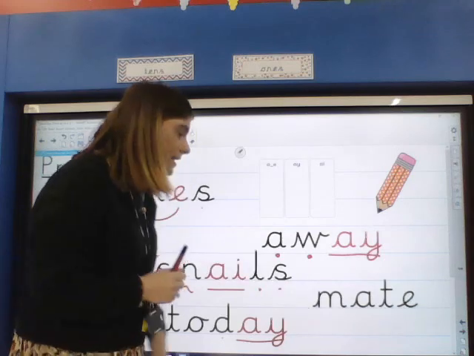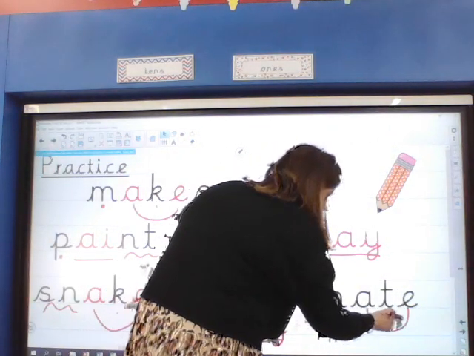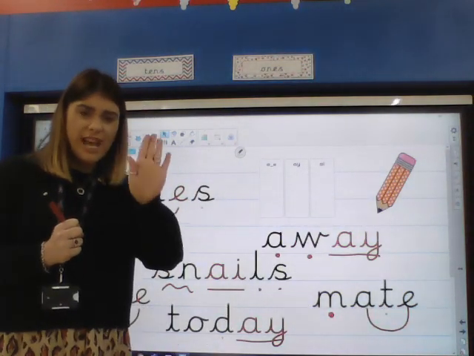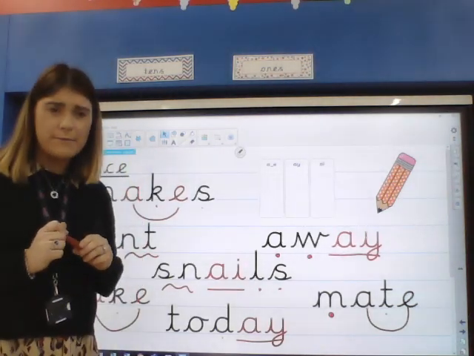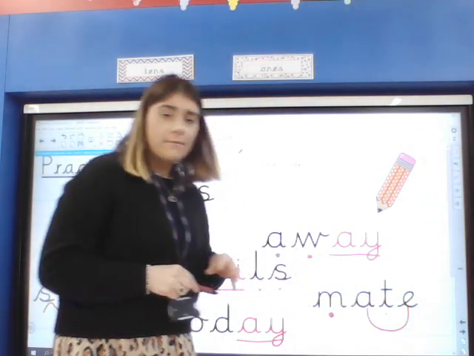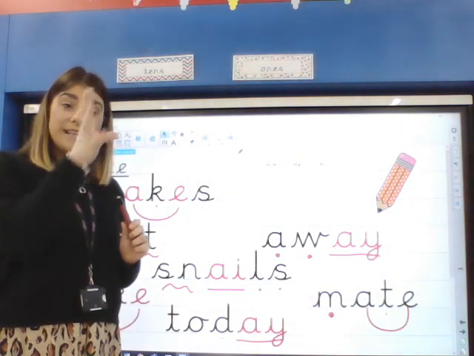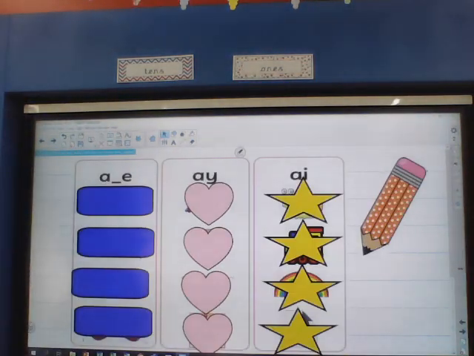Okay, let's look down here at our last one. We've got mate. Now just tell your grown up, if we covered that magic E up, what would that word say? It wouldn't say mate anymore. What would it say? It would say at. But that magic E on the end, our split diagraph, changes the A into an A. So let's put that into practice.